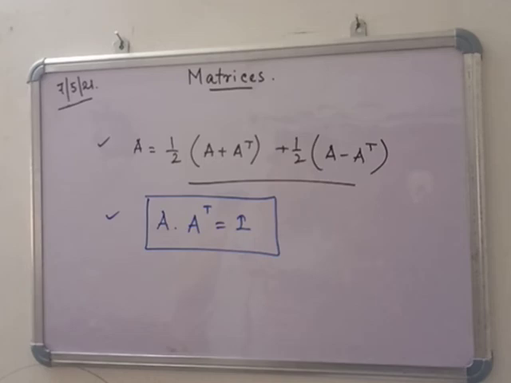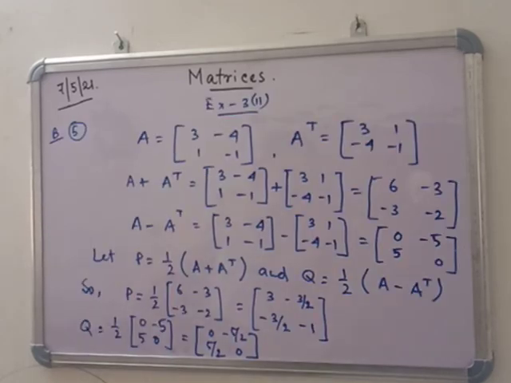Now, we are going to discuss the sum of symmetric and skew symmetric matrices. Given A equals 3, minus 4, 1, minus 1. Now, A transpose equals 3, 1, minus 4, minus 1. A plus A transpose equals 6, minus 3, minus 3, minus 2, and A minus A transpose equals 0, minus 5, 5, 0.